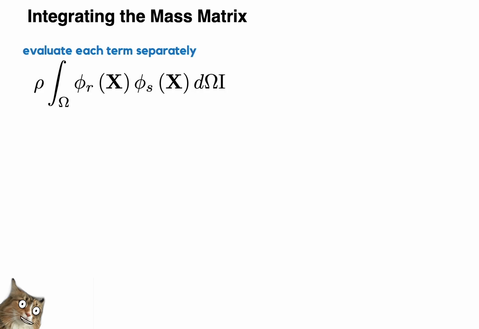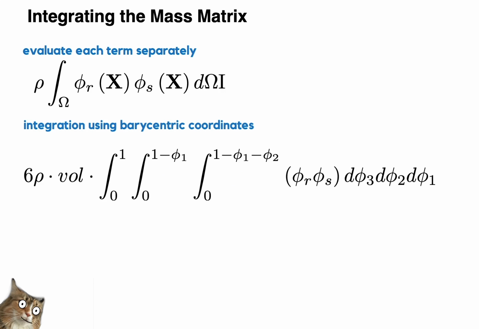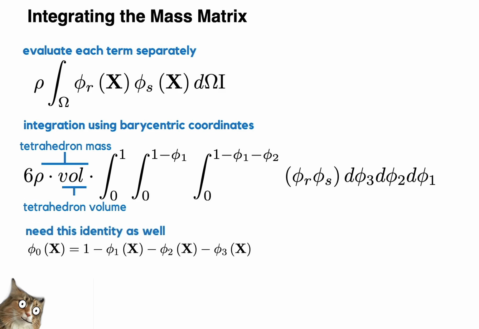Now, integrating over a tetrahedral domain looks like it could be trouble, but fortunately, there's a closed-form solution for such integrals using barycentric coordinates. Here, vol is the volume of our undeformed tetrahedron, and we can see that our integral just multiplies the tetrahedron's total mass. You might have already noticed that phi sub 0, or the first barycentric coordinate, is not present in this equation. That's because it is completely determined via the values of the other barycentric coordinates. Every time phi sub 0 appears in an equation, we simply eliminate it with this formula.